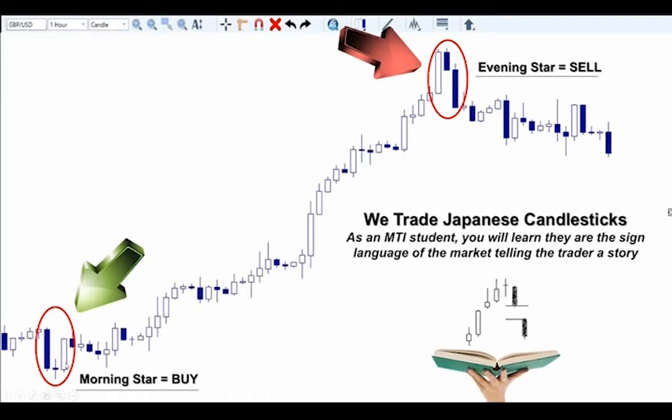Bottom left-hand corner of my screen, what I've circled right here, this is what's called a Morningstar candlestick formation. Sign language of the market, telling the trader, hey, look for this market to U-turn and go upward in a bullish movement. The candlestick formation at the top here is called an Evening Star candlestick formation. What this is telling the trader is to look for the market to U-turn and go downward in a bearish movement.